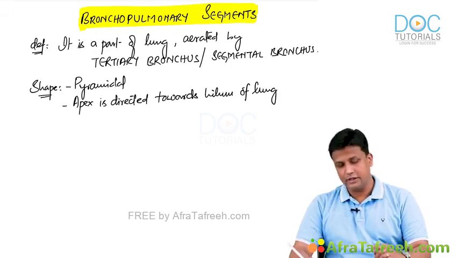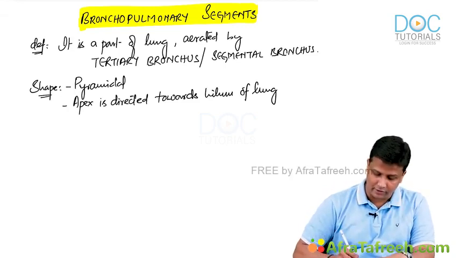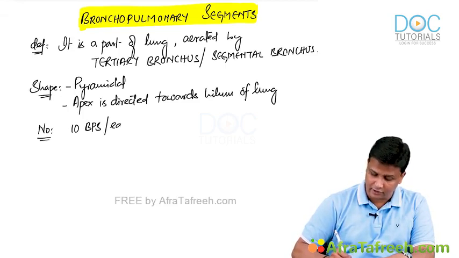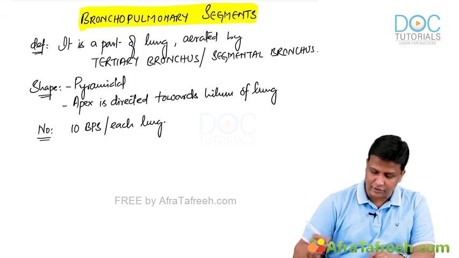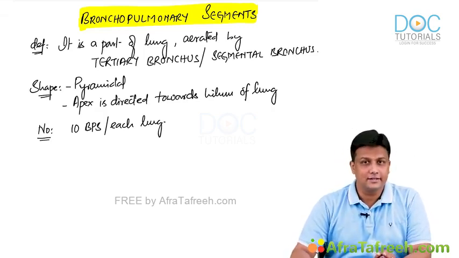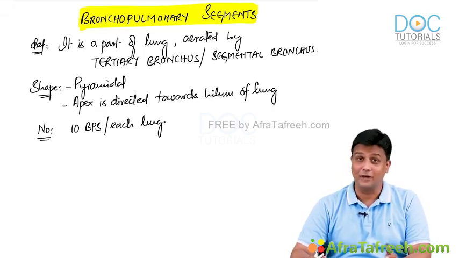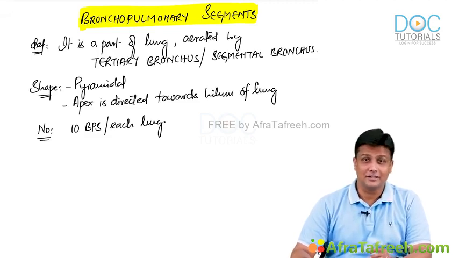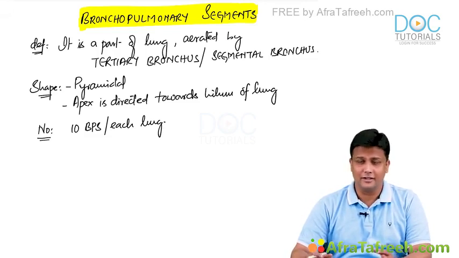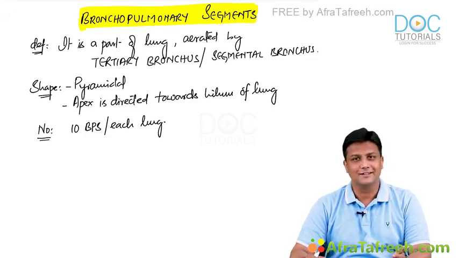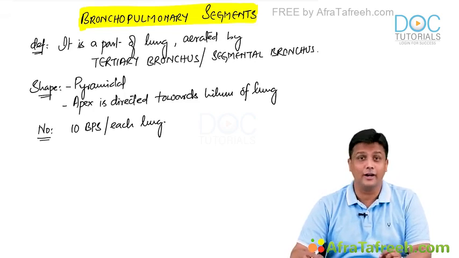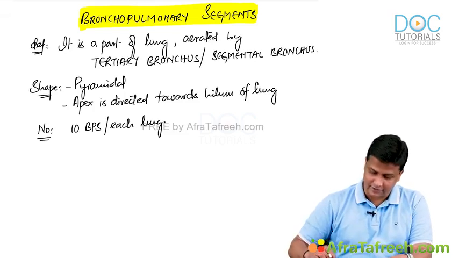Once you are comfortable with the shape, we also have to know the number. In total, how many bronchopulmonary segments do we have? We have 10 bronchopulmonary segments in each lung. The moment you know there will be 10, you have to know the names of them. And don't try to mug up the names with the same A, B, C, D mnemonic every time. The best way, again, follow my style here. Let's draw a diagram for this and things will become easy, guys.